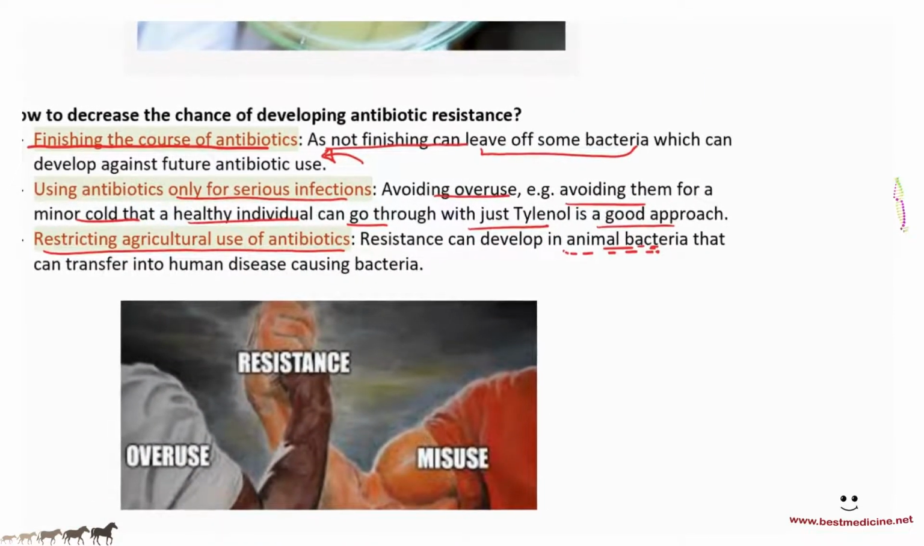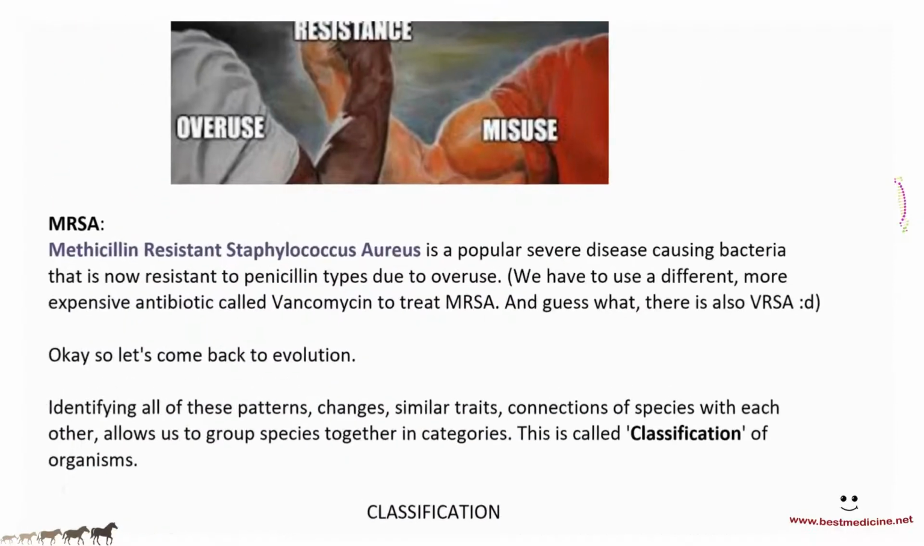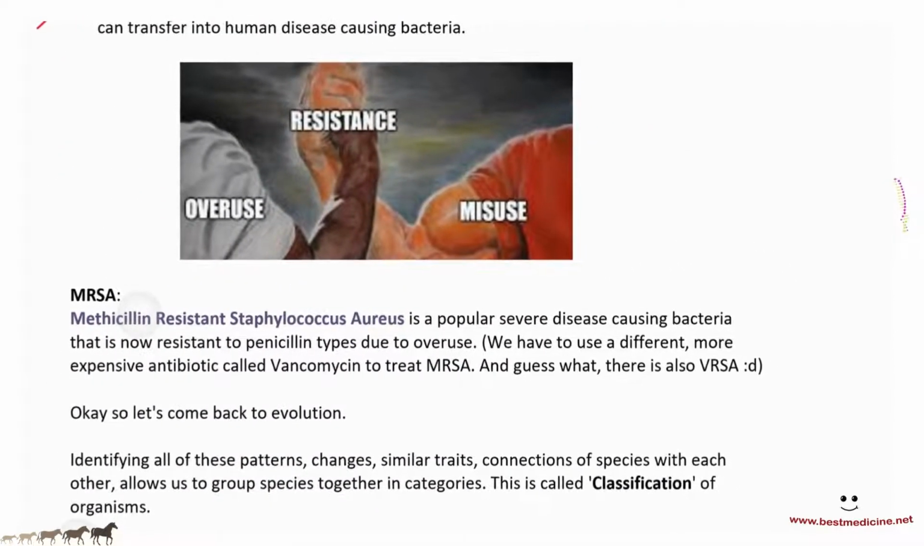And for this, we have a meme here, right? So overuse and misuse both give rise to antibiotic resistance. MRSA, which is methicillin-resistant Staphylococcus aureus. Staphylococcus aureus is a bacteria that causes multiple diseases, and it used to be sensitive to certain types of penicillins, for example, methicillin. But now, because of overuse of methicillin, we have MRSA, very popular, right? Methicillin-resistant Staph aureus. It is a popular severe disease-causing bacteria that is now resistant to penicillin types due to overuse, right?